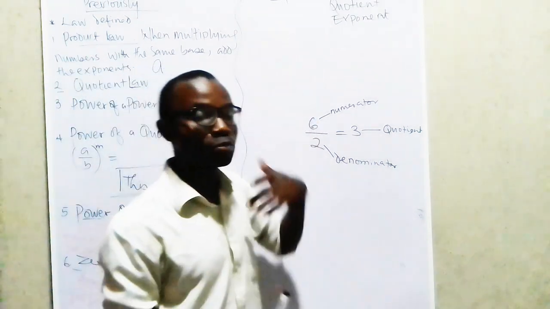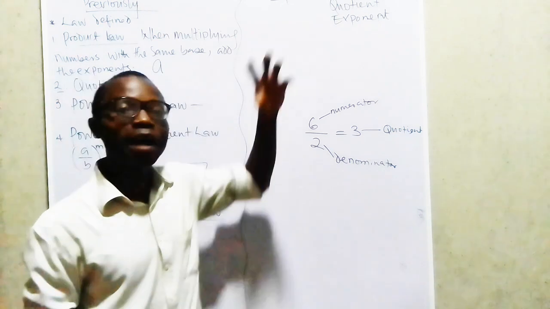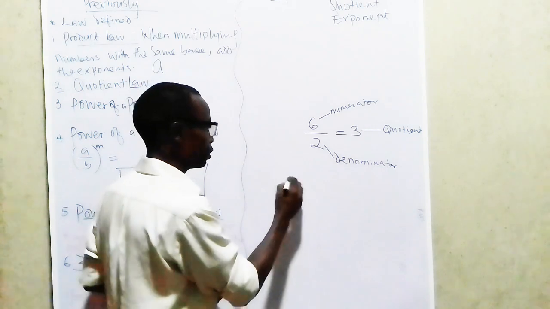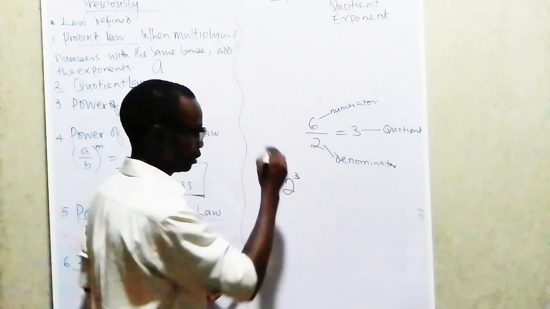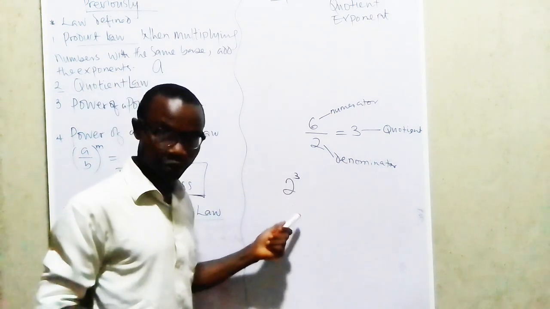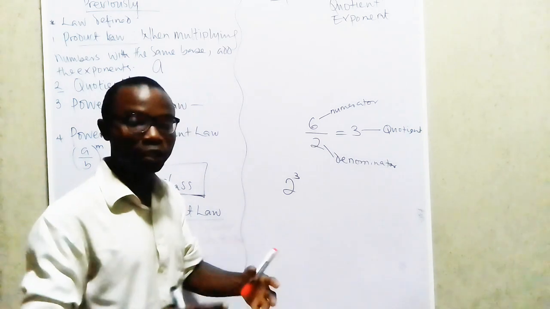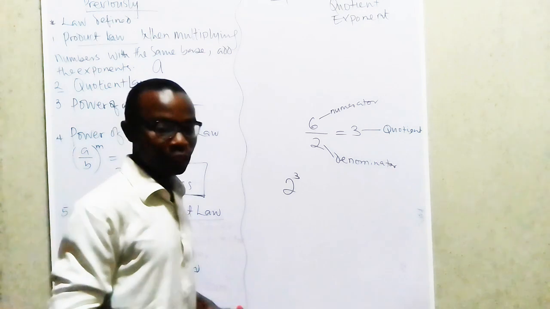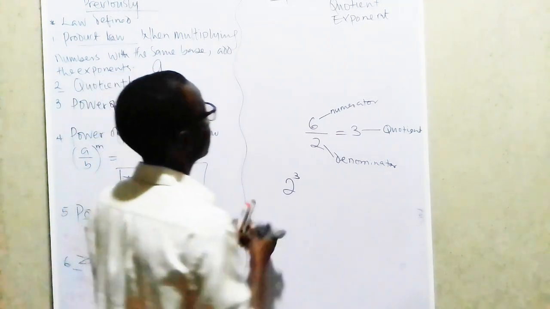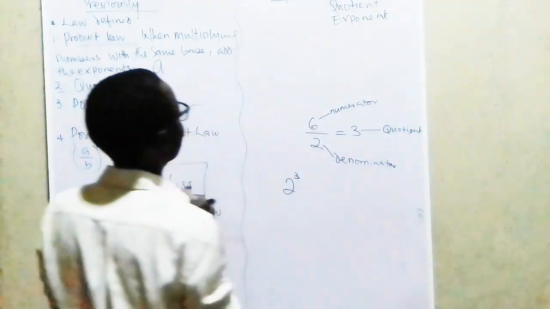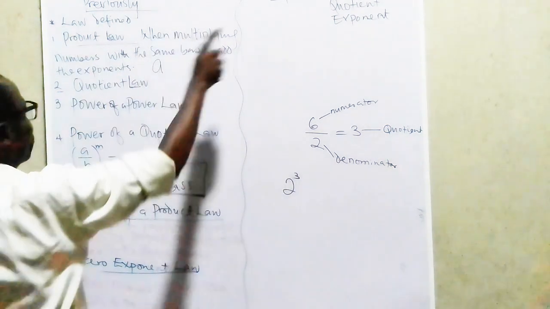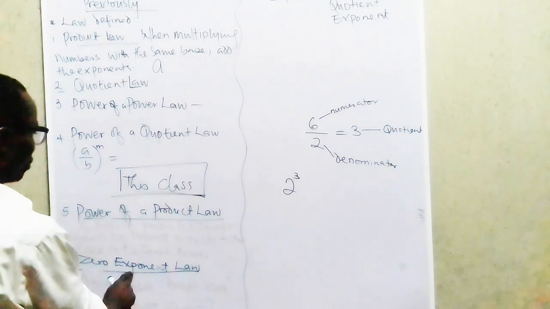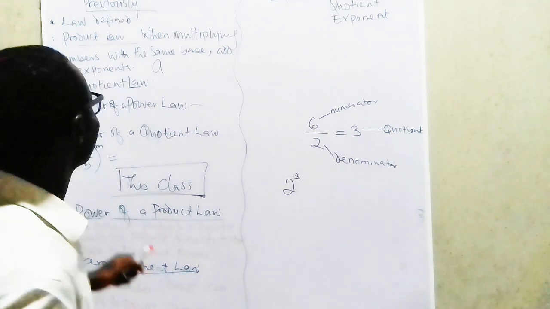And then exponent means the power by which a number is raised. For example, 2 is raised to the power of 3. 3 is the number by which 2 is raised, so 3 is the exponent of 2. Now, having known these important key terms, because we always see the word product here, exponent here, and then we'll see quotient here. Now, let's take a look at this now.